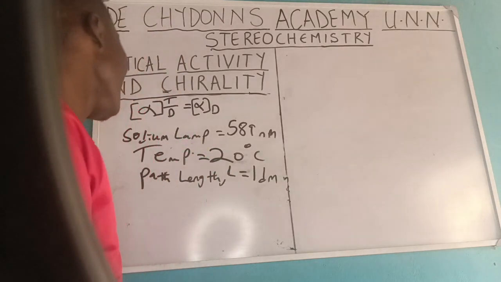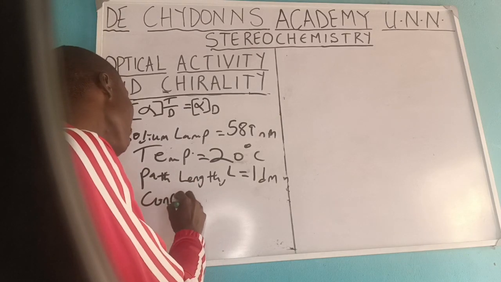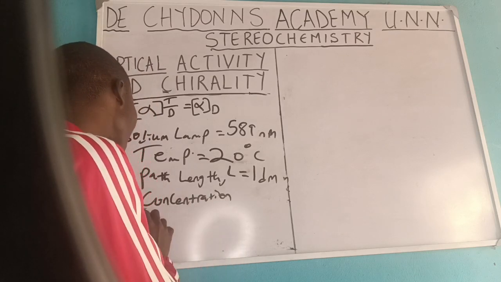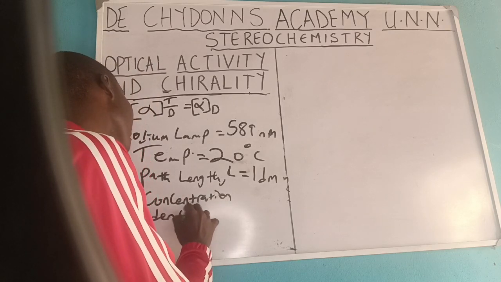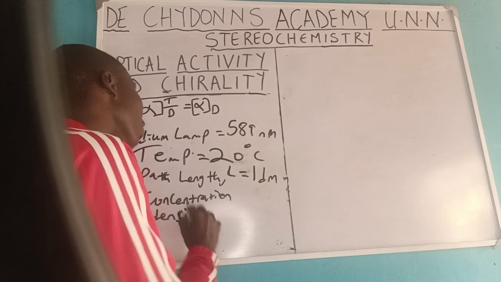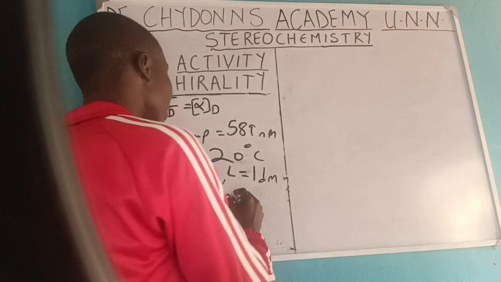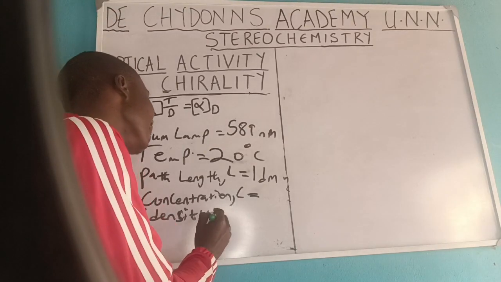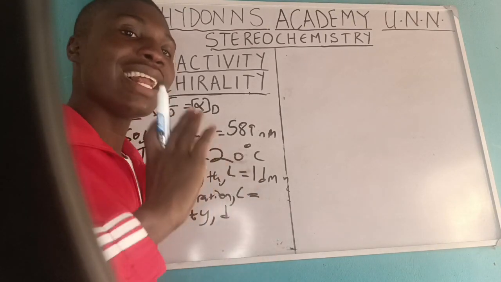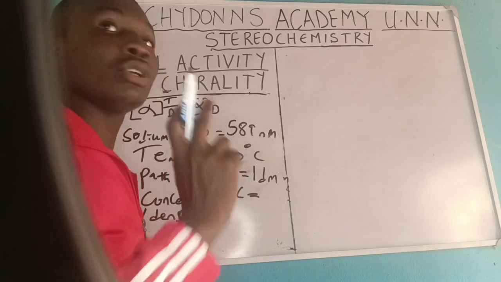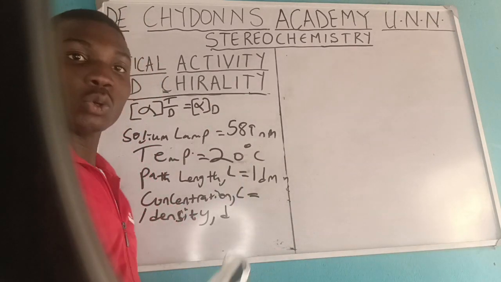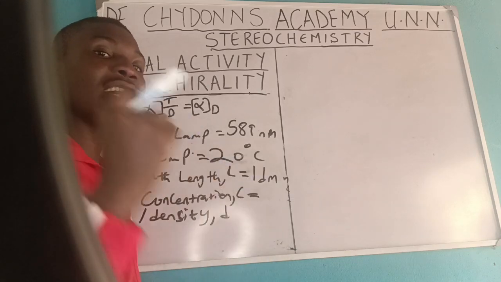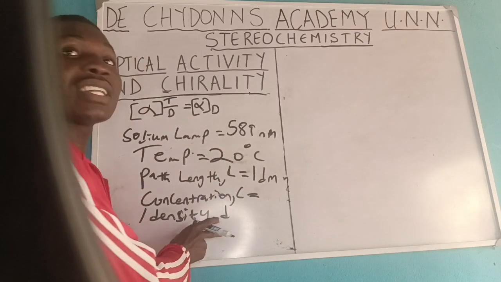Now you can call it concentration or you can call it density. When do you call it concentration? You call it concentration when it's a solution. When do you call it density? You call it density when it is a pure liquid. Take note of that. When it's a solution of a solute and a solvent, you work with concentration. But when it is a pure liquid and there's nothing dissolved in it, you work with density.